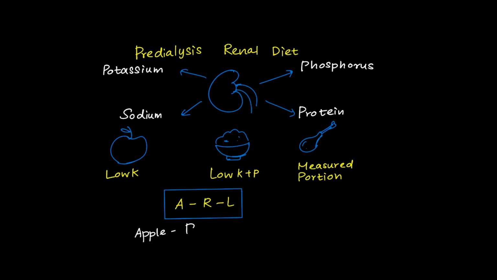Here's a D440 OA exam tip for you. When the question involves kidney disease before dialysis, scan for low potassium fruits, rice, and small protein portions. Quick recall hook: apple, rice, lean protein. Renal.